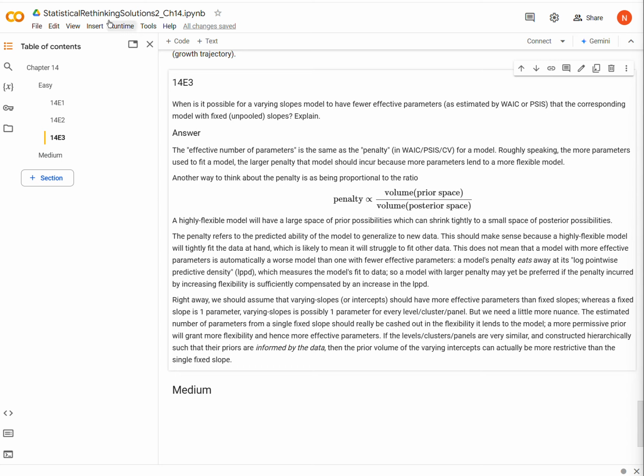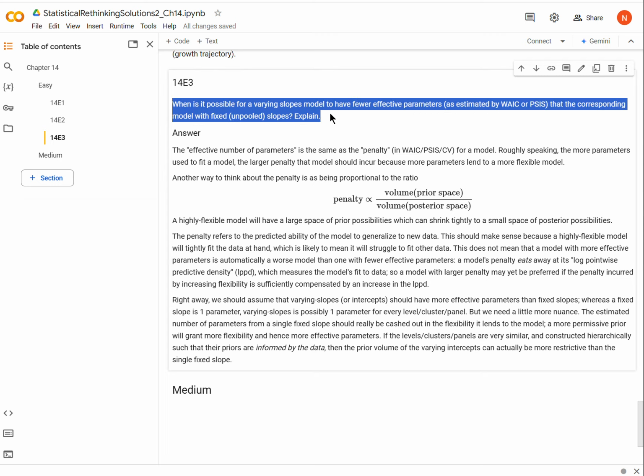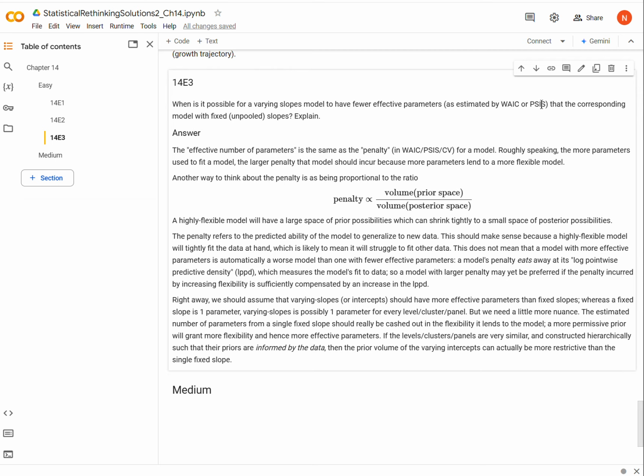This is Statistical Rethinking, second edition, chapter 14, and we're on the final easy question, 14E3. The question is, when is it possible for varying slopes to have fewer effective parameters, as estimated by WAIC or PSIS, or you could even throw in cross-validation here, than the corresponding model with fixed unpooled slopes? That says "that"; it should say "then."